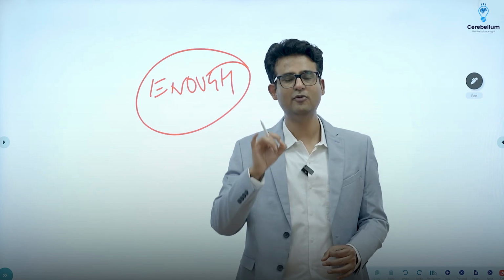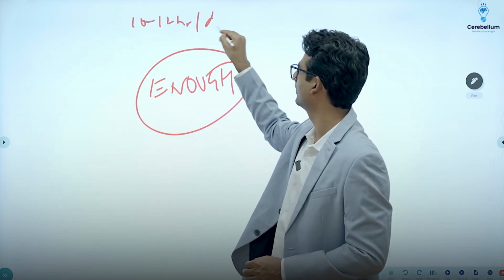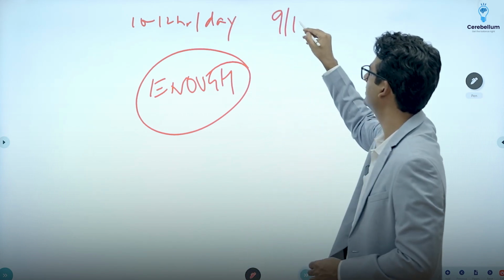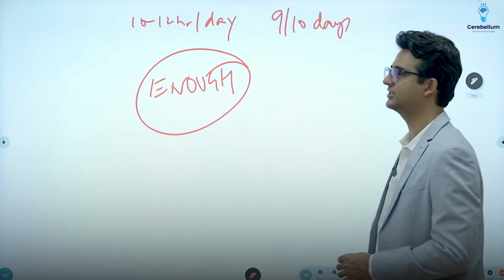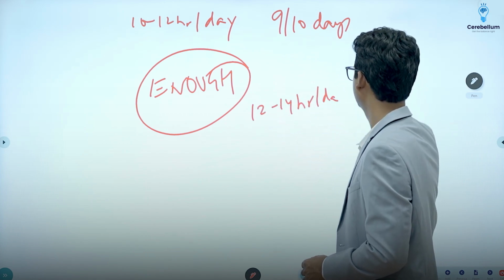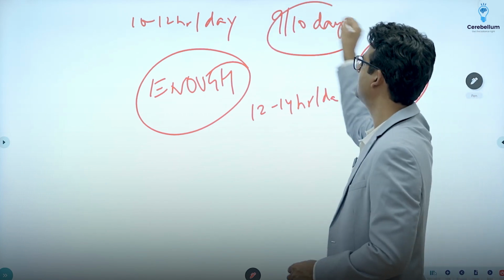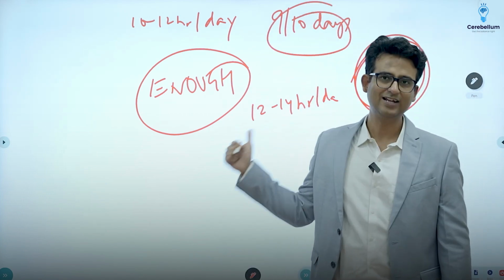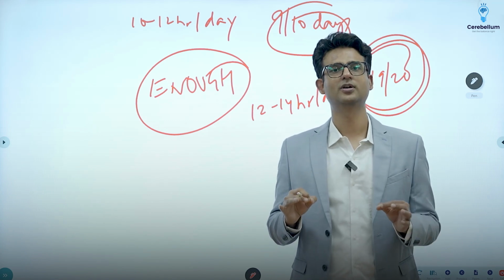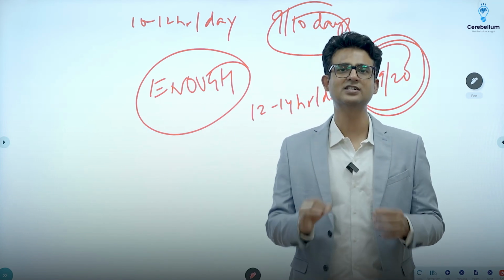Again, I would remind you of the equation. 10 to 12 hours a day, 9 out of 10 days for the first 50 to 60 days, and then 12 to 14 hours a day, 19 out of 20 days, which means 1 day break in 3 weeks, 1 day break in 10 days. If you can do this, I promise you, you would get surprised with your results. Study hard and your ranks will surprise you.